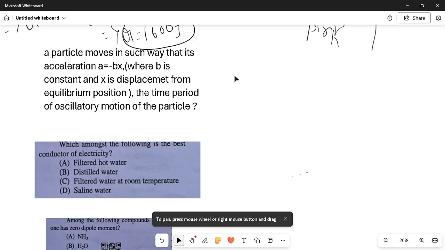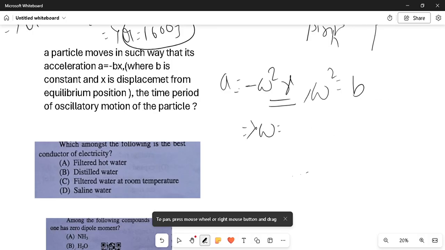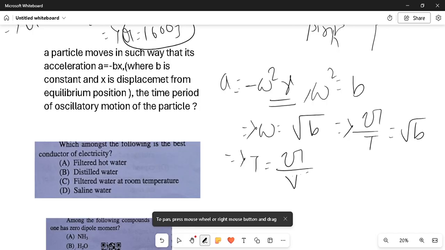For simple harmonic motion, acceleration a is equal to minus omega square x, where omega is the angular frequency. From these two equations I have to compare. So omega square is equal to b, and omega is equal to root over b. Omega is equal to 2 pi by T, so T is equal to 2 pi by root over b.